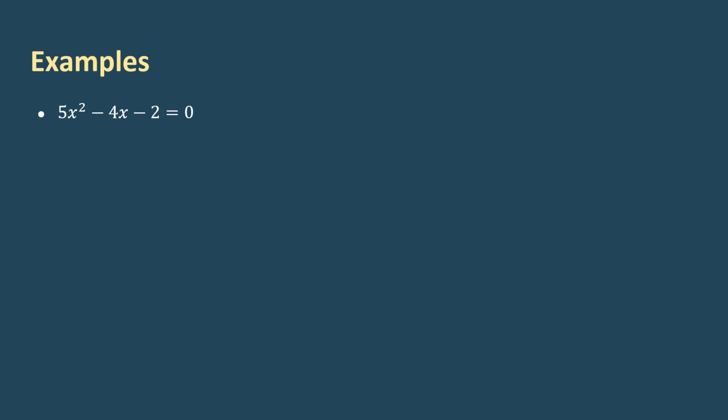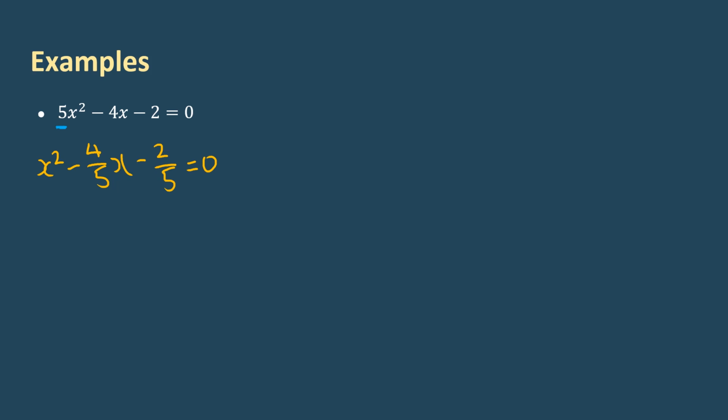Let's look and see whether this question fulfills rule number 1. Right off the bat, we see that there is a 5 in front of x squared, and we know that this does not fulfill rule number 1. So in order for us to ensure that this fulfills rule number 1, we have to divide everything by 5. So once we divide everything by 5, we'll get x squared minus 4 over 5x minus 2 over 5 equals to 0.